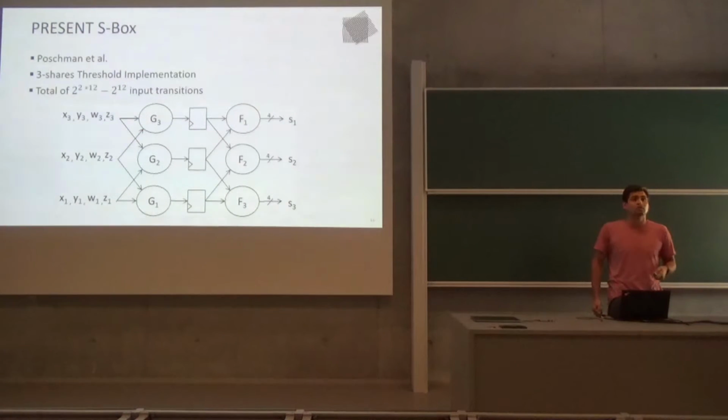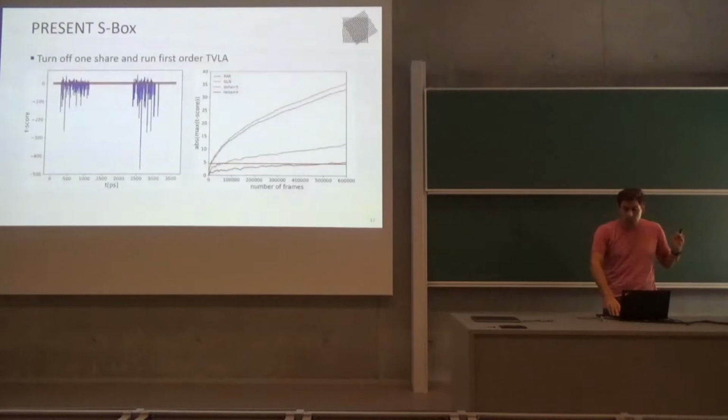Everything that we found for the small motivating circuit, all the findings hold. So if everything is running correctly, you have a flat line. Once you start introducing some sort of errors, such as just turning one of the shares off, you will see massive leakage in the first order TVLA.